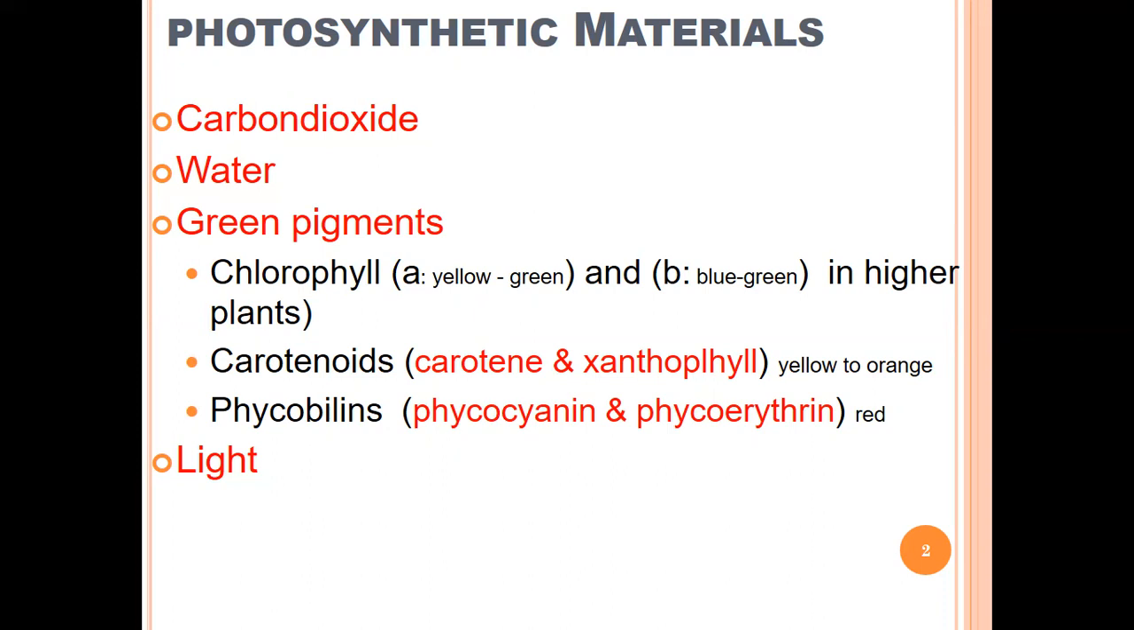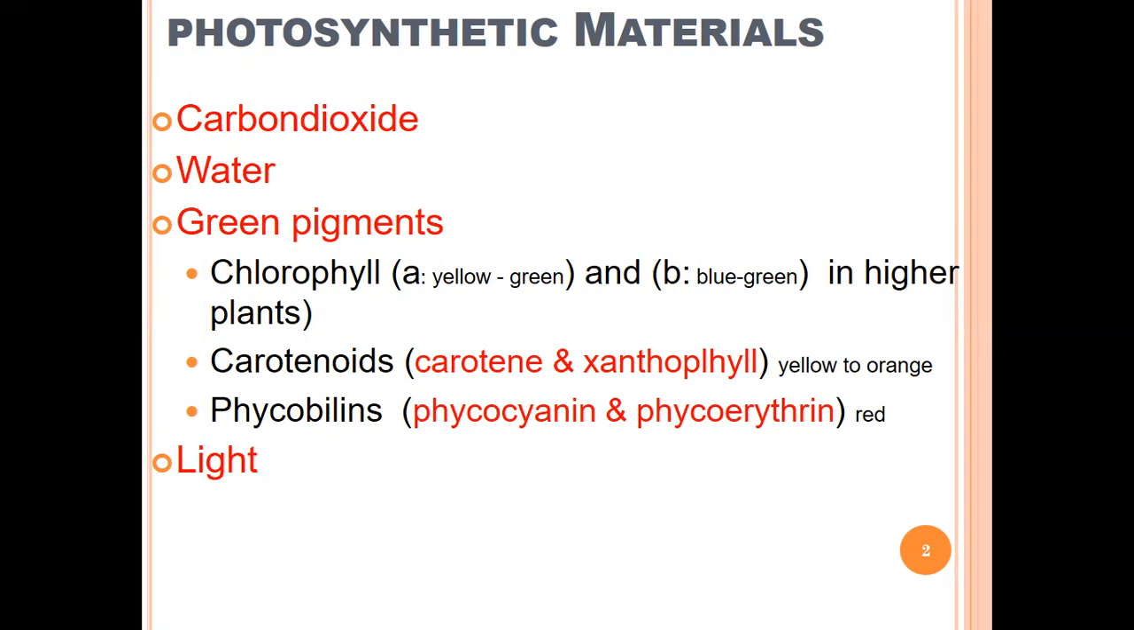Then number three, we have the pigment, be it the green pigment or the accessory pigment. This pigment is actually that part of the plant that absorbs or takes in the light ray that is needed for photosynthesis. And in this pigment, we have the chlorophyll. For higher plants, you can find chlorophyll A and chlorophyll B within them. And for some lower plants like the algae, you find chlorophyll C as well in them. Then we have accessory pigments like the carotenoid and the phycobilins.